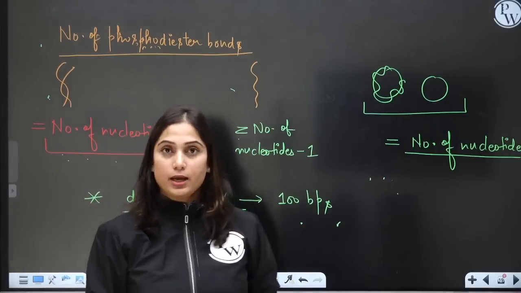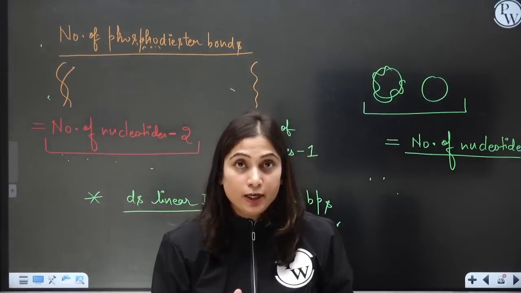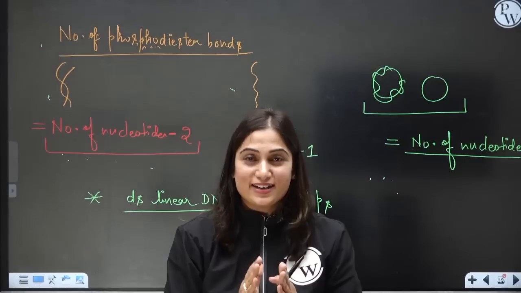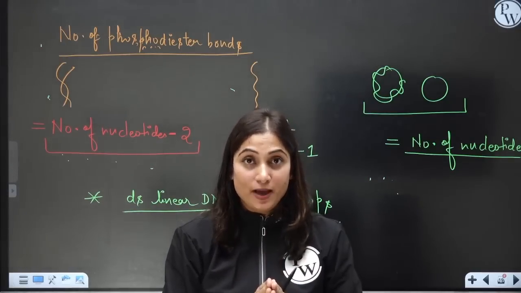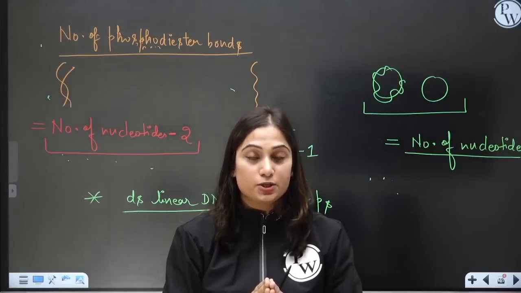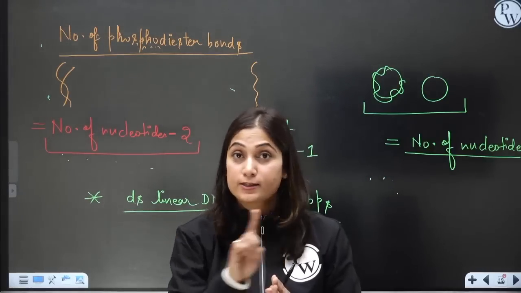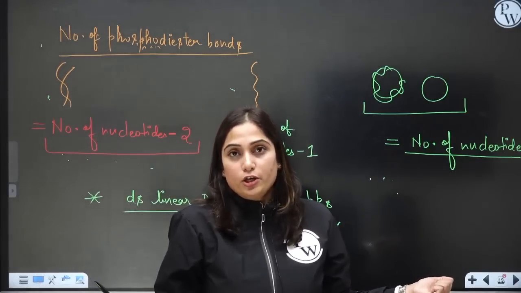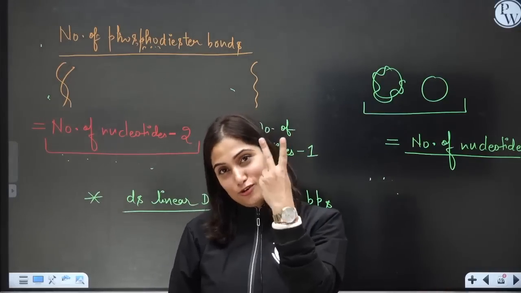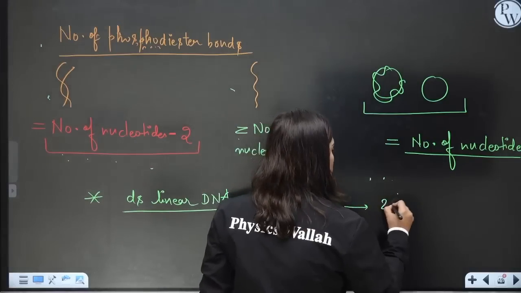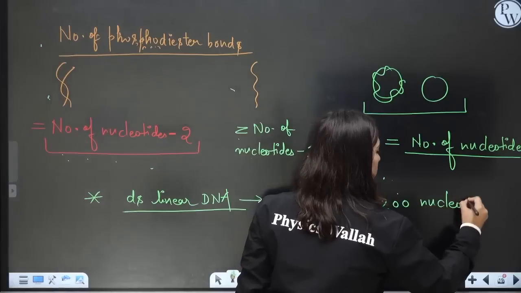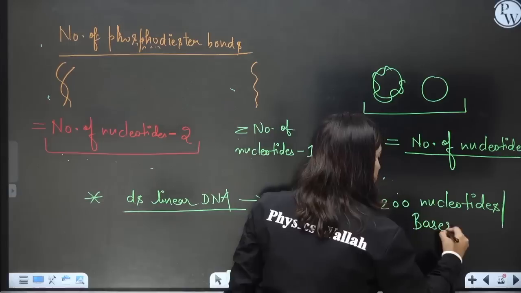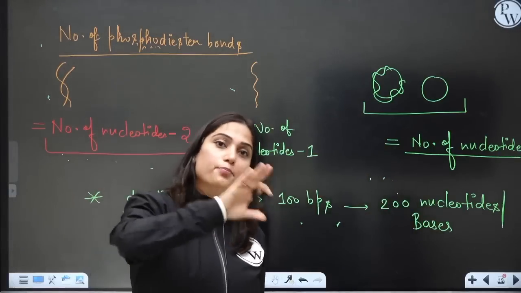One more thing: if we are talking about the double-stranded condition, then the nucleotides would be present in pairs. That means in the double-stranded condition, we would be having base pairs. And in the single-stranded condition, we would be having only nucleotides or bases, no base pairs. So here it is given that there are 100 base pairs. First, convert it into the number of nucleotides, that is 100 into 2, because one pair contains 2 nucleotides. So 100 base pairs will have 200 nucleotides, or you can say 200 bases.